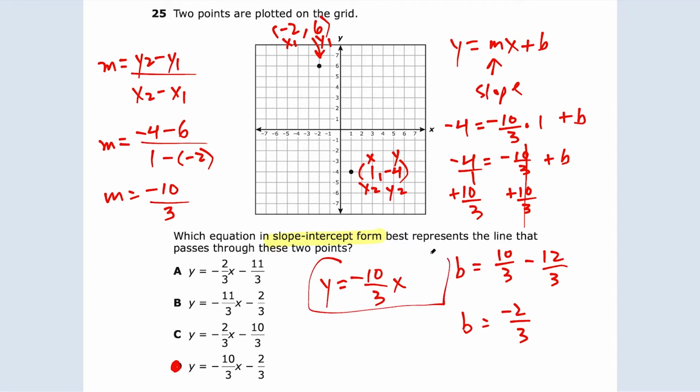So notice that the equation of our line, if I tack on the b term here, our b term is -2/3, and this definitely matches with choice D.